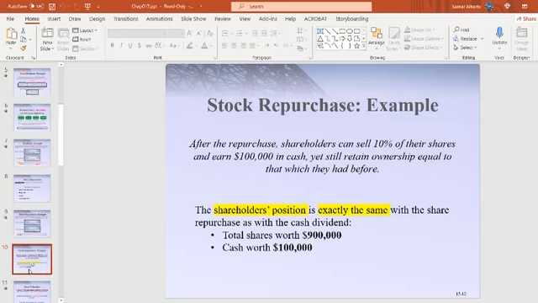Okay, after the repurchase, shareholders can sell 10% of their shares, earn 100,000, yet they will retain equal ownership, which we provided in the previous example. So now the shareholders' position is exactly the same with the share repurchase as with the cash dividends. Okay, now we have total shares 900,000 and they received 100,000.